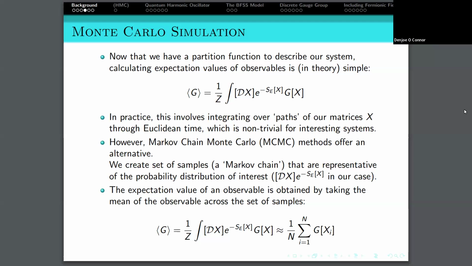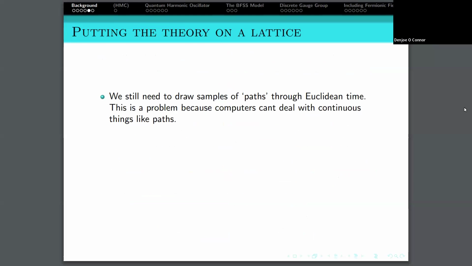So a set of samples called a Markov chain is representative of the probability distribution of interest. So in our case, this is the probability distribution of interest. The expectation value of an observable is obtained by taking the mean of the observable across the set of samples in the Markov chain. So we still need to draw samples of paths through Euclidean time, which is a problem obviously because with computers you can't consider continuous things. So we need a solution to that problem.